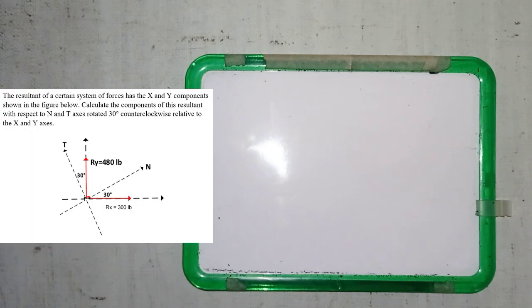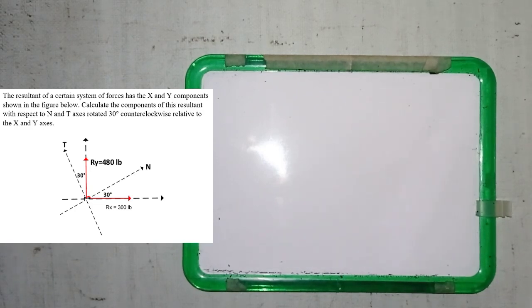Our next problem: the resultant of a certain system of forces has x and y components shown in the figure below, flashing now on your screen. Calculate the components of this resultant with respect to n and t axes rotated 30 degrees counterclockwise relative to the x and y axes. So now we have a given here flashing on your screen.